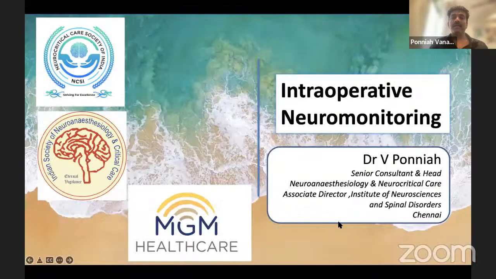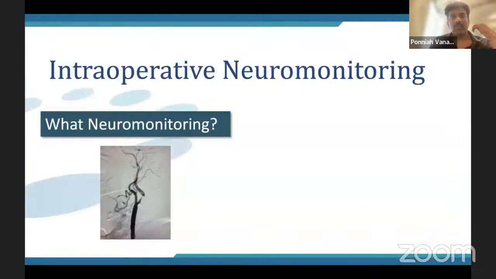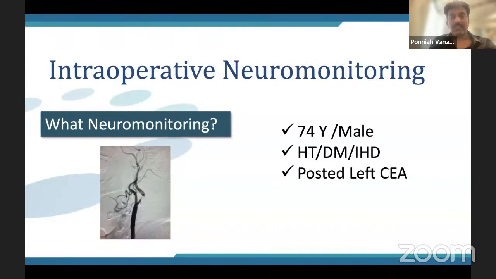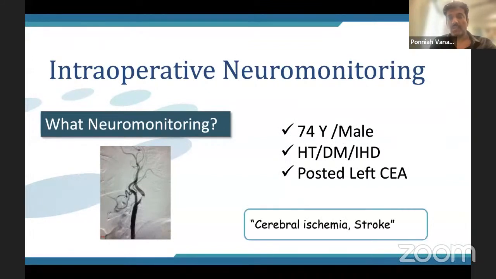Good morning, and today we'll talk about an important topic, intraoperative neuromonitoring. So intraoperative neuromonitoring, what neuromonitoring for what case? This case is posted for a carotid endarterectomy. We need to prevent a stroke or cerebral ischemia, so we need monitoring.